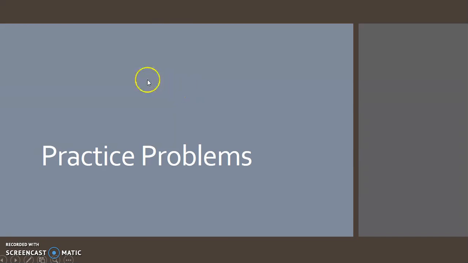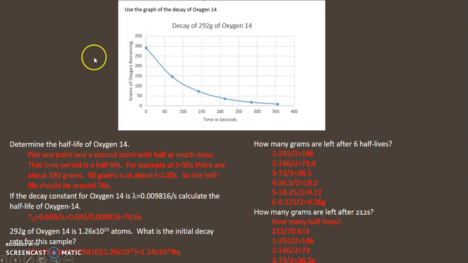Now here is the practice problem for this lesson. Okay, so we're going to use this graph of the decay of oxygen 14. Determine the half-life of oxygen 14. So what we're going to do is pick any point and a second point, which is half as much mass. So let's go ahead and do the top, which says 300, and then we need to see where it hits 150. And this is what we're going to calculate for the half-life.